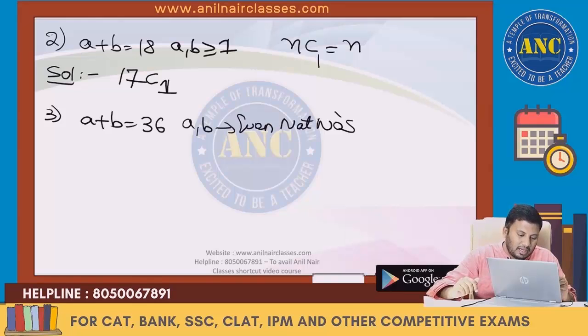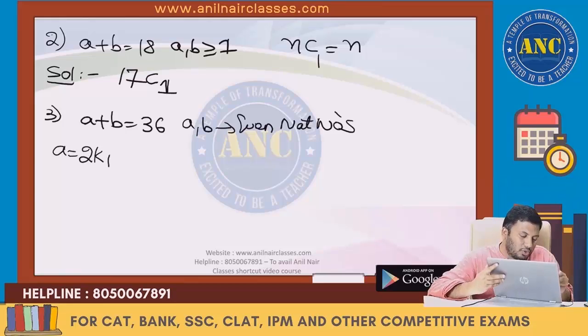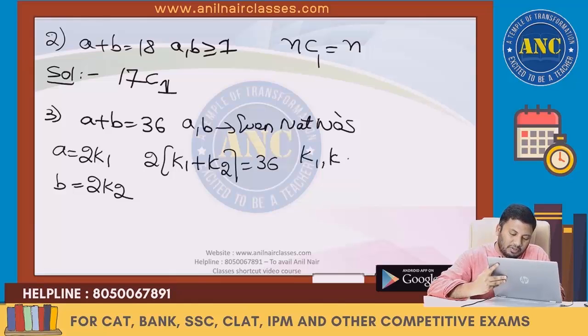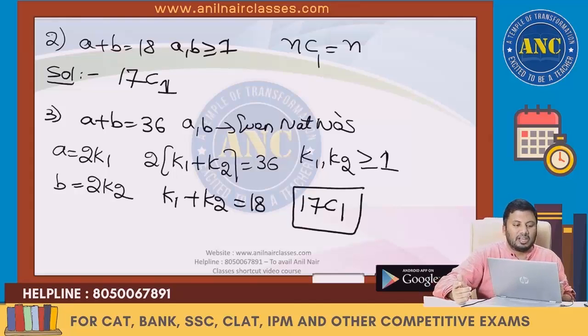A and B are even natural numbers. Any even natural number is given by 2k. A is 2k1, B is 2k2. So this is 2 into (k1 plus k2) equals 36. Even numbers start with 2, so k1, k2 are greater than or equal to 1. So k1 plus k2 equals 18. If 18 balls are kept in a number line, there are 17 gaps. Select any one: 17C1. I hope the idea is very clear to you.